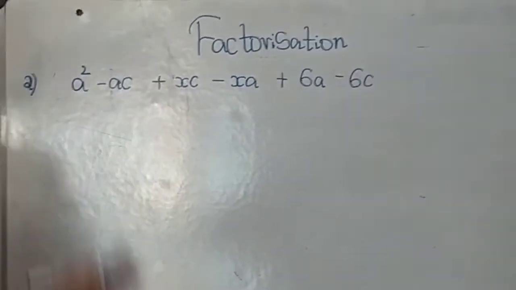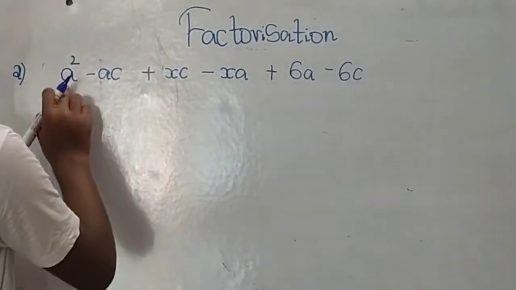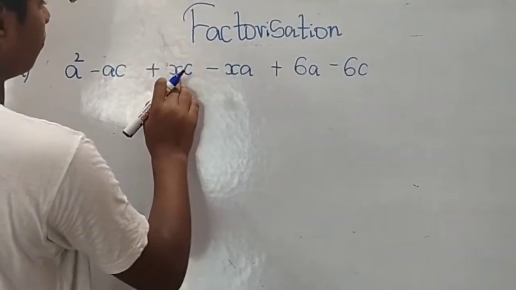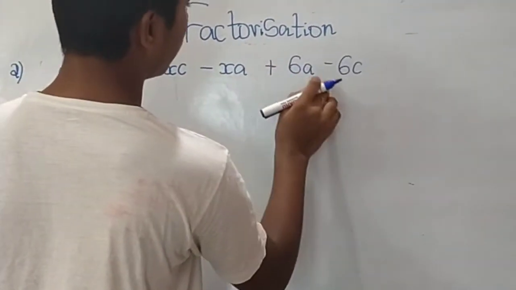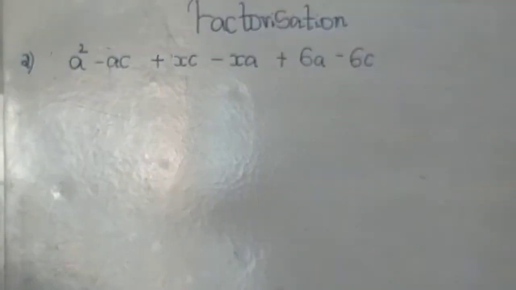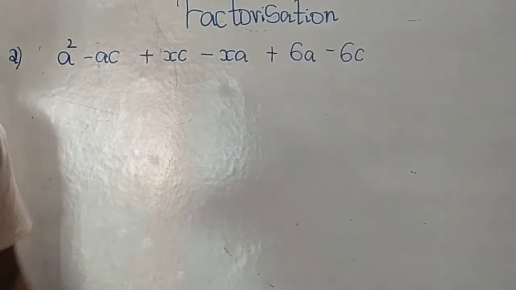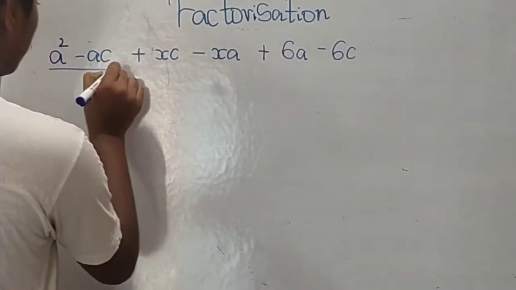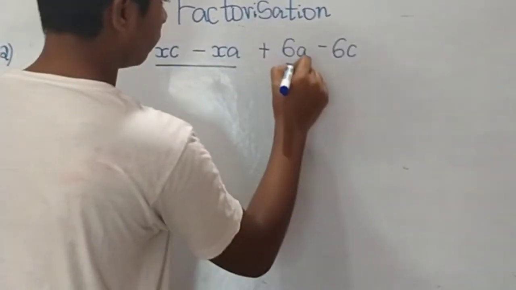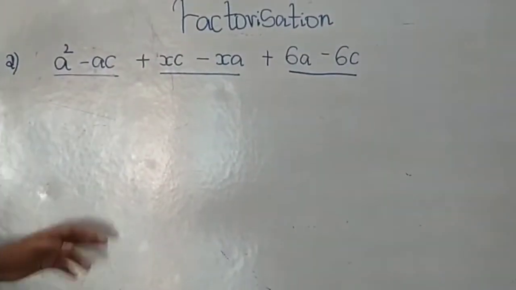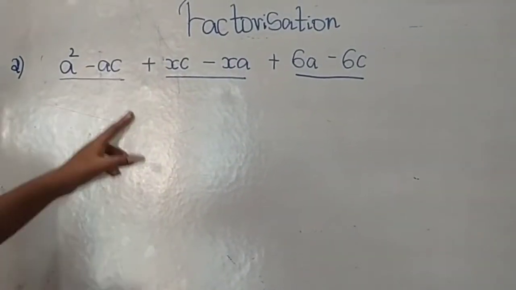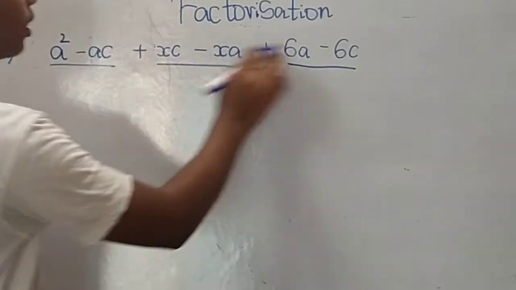Now the second problem. I will read the question: a square minus ac plus xc minus xa plus 6a minus 6c. This type of problem we want to divide into terms. Now we want to see the common term of the first term. This is the first term, second term, third term.